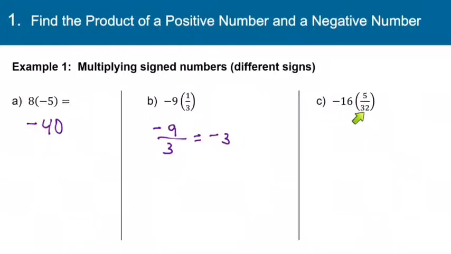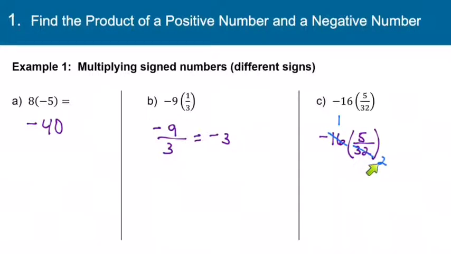And let's look at part C. Here we have negative 16 times positive 5/32. Of course, negative times positive is going to give us a negative answer. And now let's work on multiplying 16 over 1 times 5 over 32. Of course, we don't want to have to multiply 16 times 5 because that's going to become a pretty large number. It's going to be easier for us to simplify here before we actually do the multiplication. I know that 32 is 16 times 2. So I know now that both of these numbers can be divided by 16. 16 divided by 16 is 1.